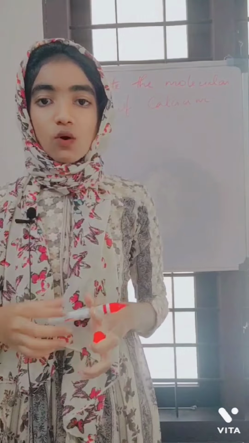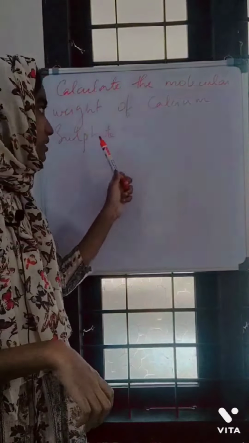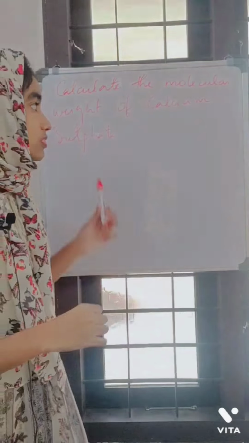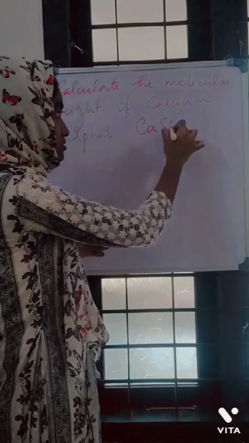Next we are going to learn how to calculate the relative molecular mass of some compounds. The first question: calculate the molecular weight of calcium sulfate. For doing this, we should learn all the chemical formulas. Only if we know the chemical formulas can we do it. The formula of calcium sulfate is CaSO4.